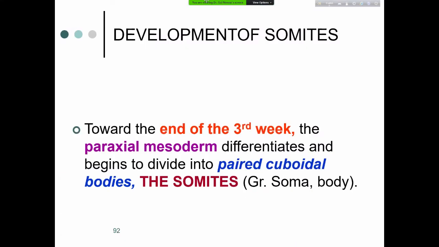Now, toward the end of the third week, the paraxial mesoderm differentiates and begins to divide into paired cuboidal bodies. It was a longitudinal column on each side of the neural tube and notochord. Now the column becomes cuboidal in shape, differentiates to divide into paired cuboidal bodies, on both sides. We call them somites, like bricks, one after another. So the paraxial mesoderm differentiates and begins to divide into paired cuboidal bodies; we call them somites.